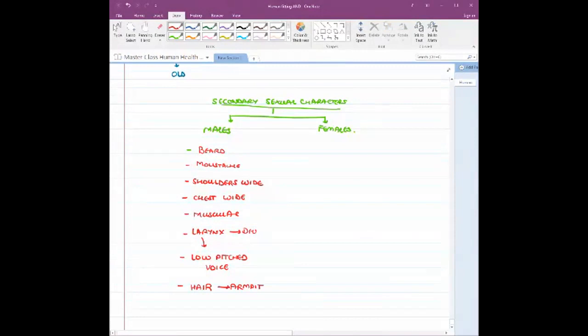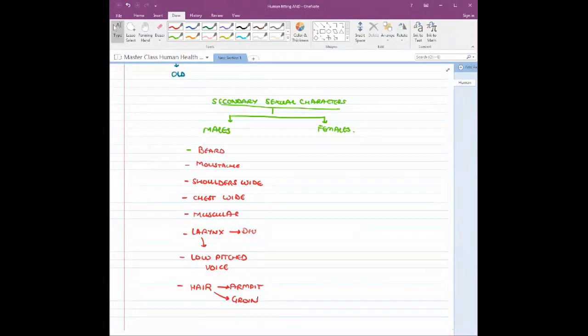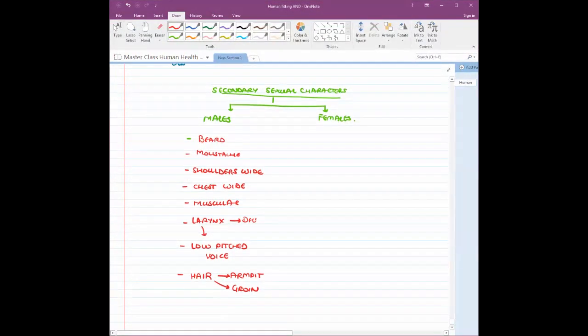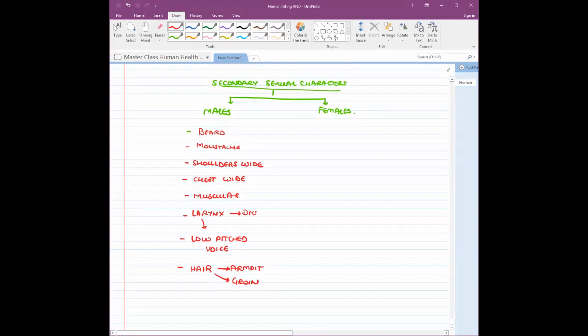Hair in the armpit, and suddenly hair in the groin region. Guys, these are some important things that are going to happen immediately. Then after that, these are the changes that you can visualize. Okay, we can see it.